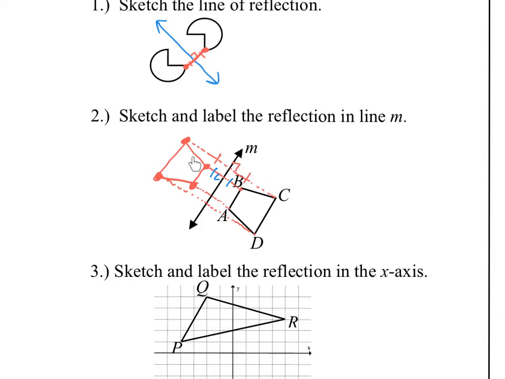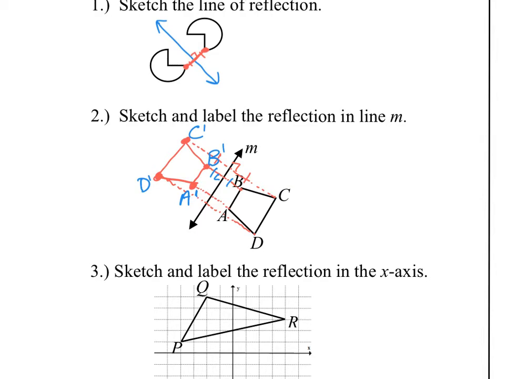So your reflection should look like this, but I just want to point out that if you leave your answer like this on the quiz, you will not get full credit because directions say sketch and label the reflection. So make sure that you label each one of these image points. So this would be point A prime, this is point D prime, this would be B prime, and then C prime. So make sure that when you do a reflection or any kind of transformation, you label the image points so we can indeed see that it is a reflection.